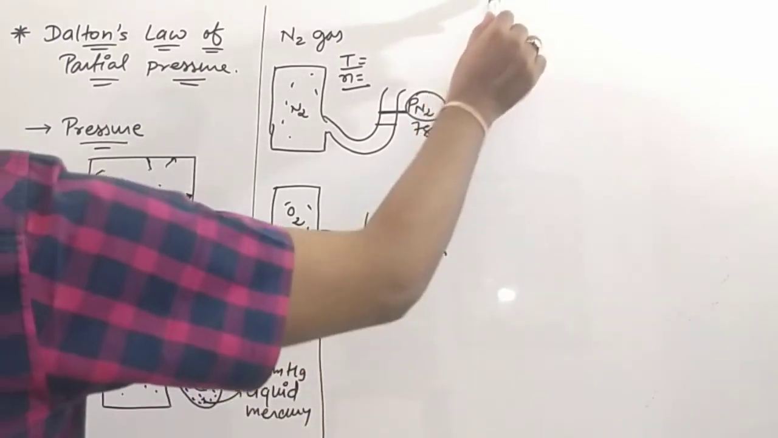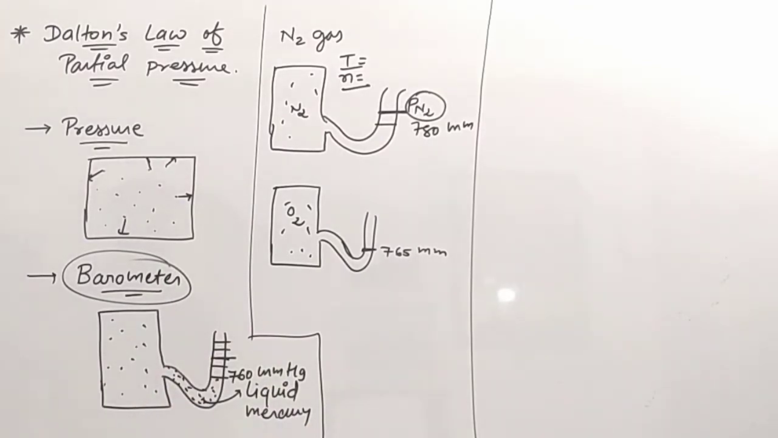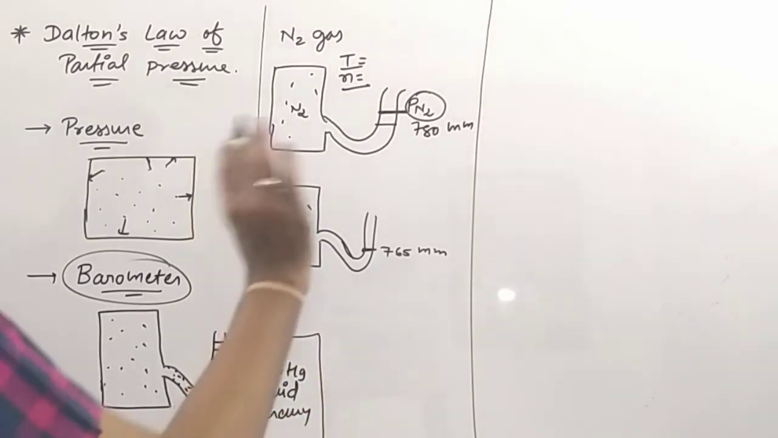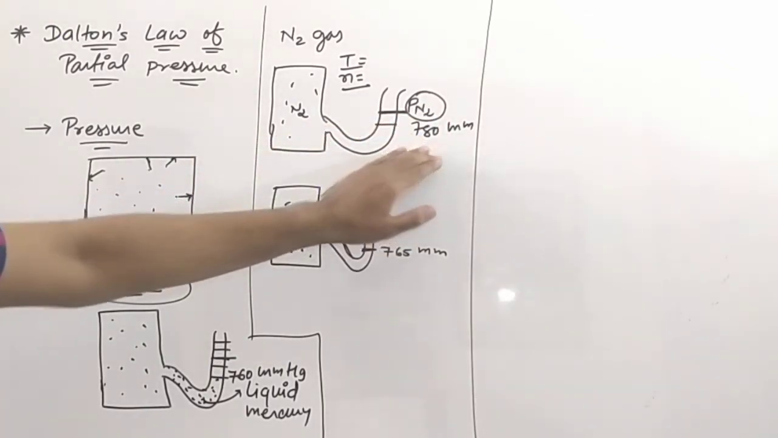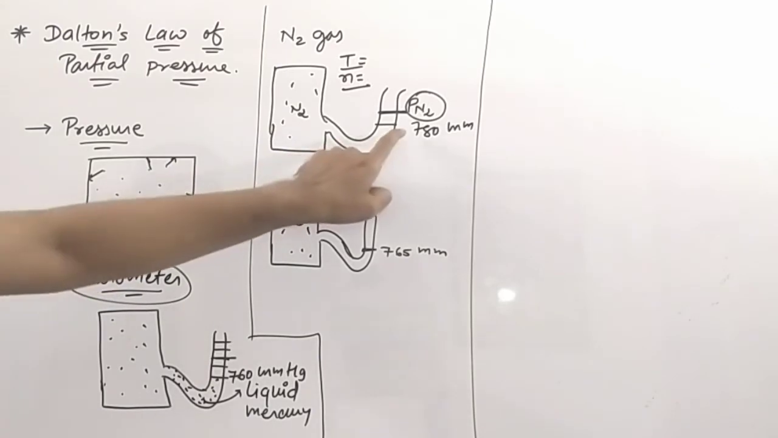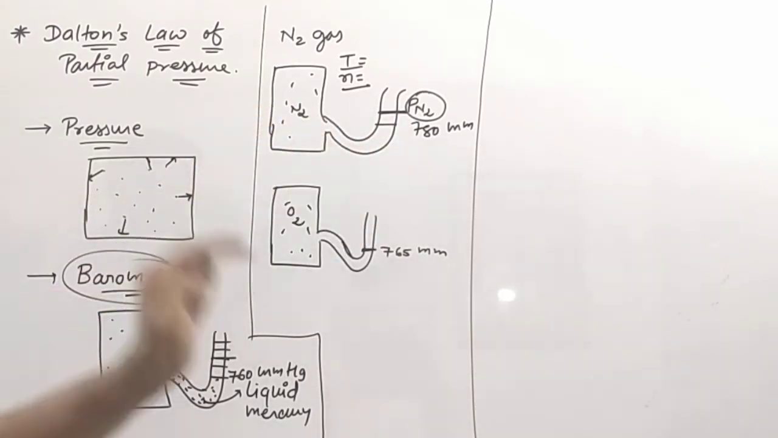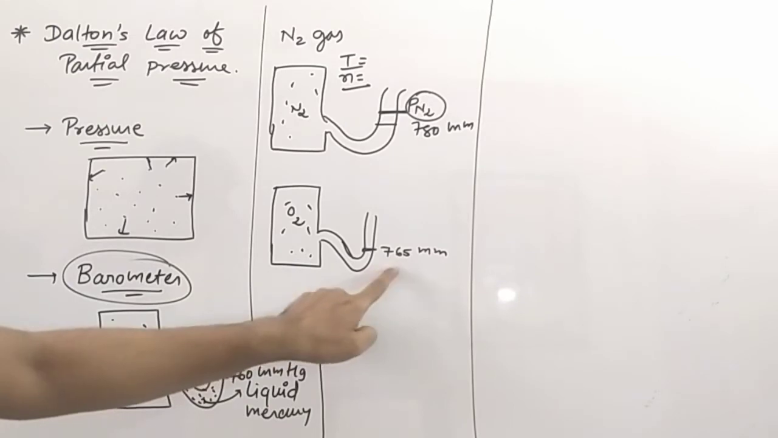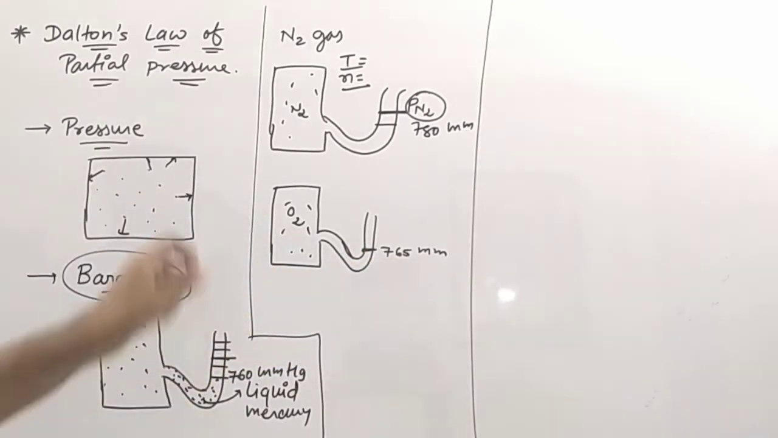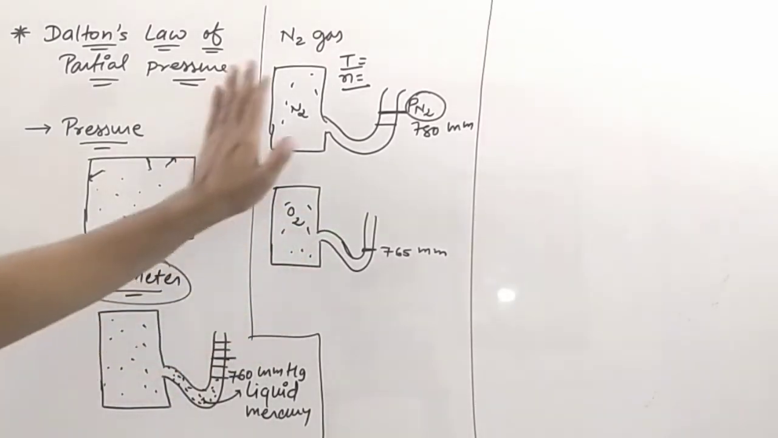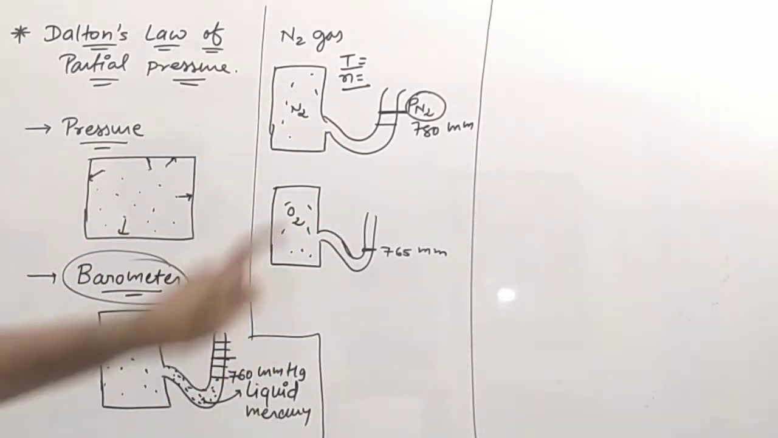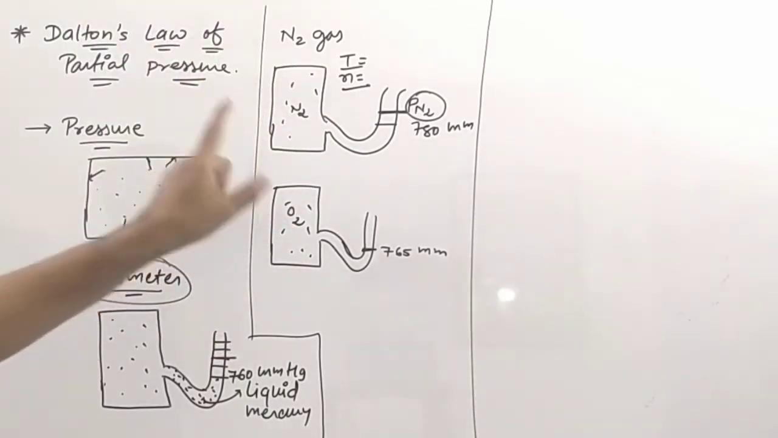So Dalton was a great scientist. He observed one important thing, my dear student. He took nitrogen gas in a barometer and measured the individual pressure of nitrogen gas, or you can say the pressure applied by the nitrogen gas. Here also he took oxygen gas and measured the individual pressure of oxygen gas. Whatever the pressure is here, that is due to oxygen, and here whatever the pressure is, that is due to nitrogen.